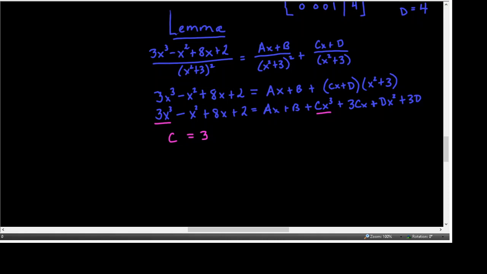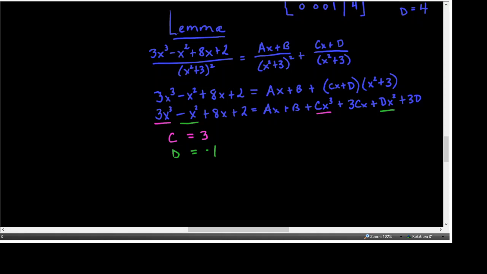X squared. Well, I have one of those. D has to equal the coefficient of x squared on the left side, which is -1. That was fast. I like these. It's getting pretty easy. Whoops, I forgot to do something. There we go. Gotta be consistent here.